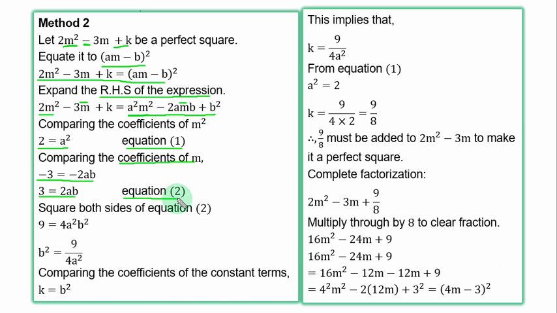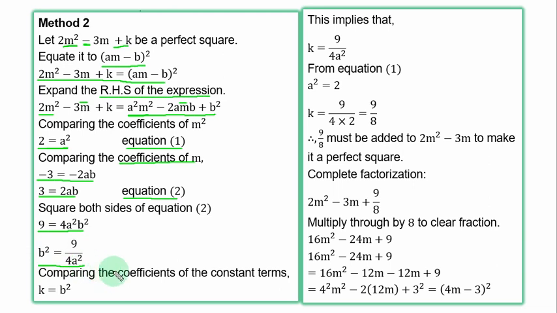Okay, we want to do something here. But let's square both sides of equation 2 because of this term that is squared in equation 1. When you square both sides, if you square 3, you have 9. You square 2, you have 4. If you square a and b, you have a squared, b squared. So let's make b squared the subject. Already we know a squared. Let's get b squared now. Divide both sides by 4a squared. So b squared is equal to 9 over 4a squared.